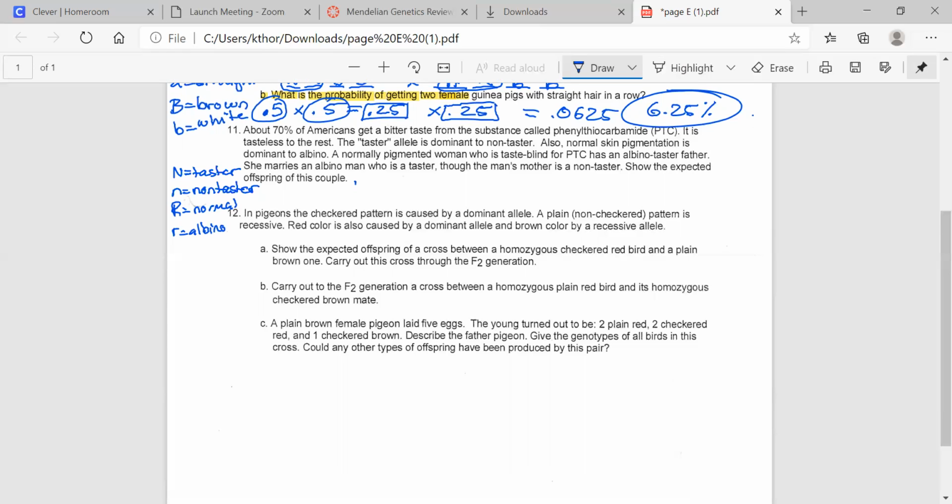A normally pigmented woman who is taste blind for PTC has an albino taster father. She marries an albino man who is a taster, though the man's mother is a non-taster. Show the expected offspring of the couple. All right, so I'm going to use this space down here to do my pedigree because that's what this is going to take. So we have a normally pigmented woman who is taste blind. All right. So I know she's recessive for the taster. She's normally pigmented, so I know she has at least one dominant allele. She has an albino taster father. So that means that she inherited a recessive allele from her father.